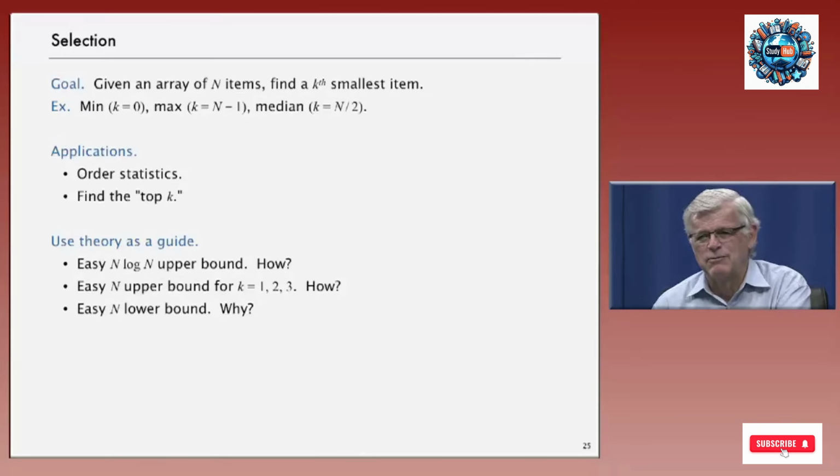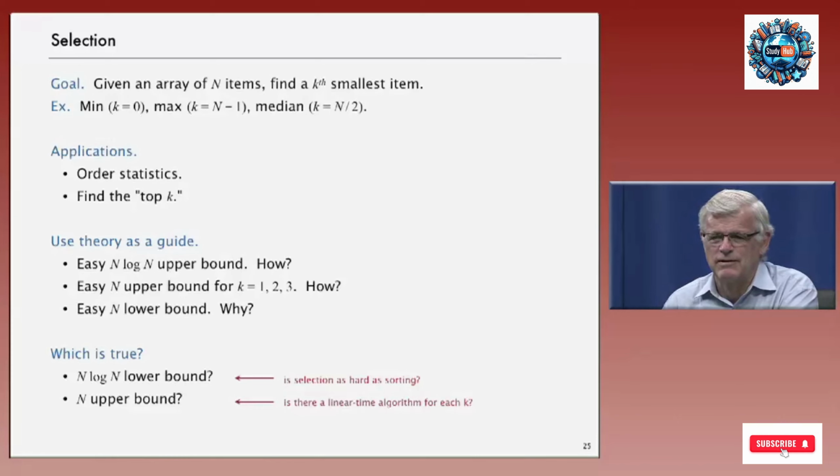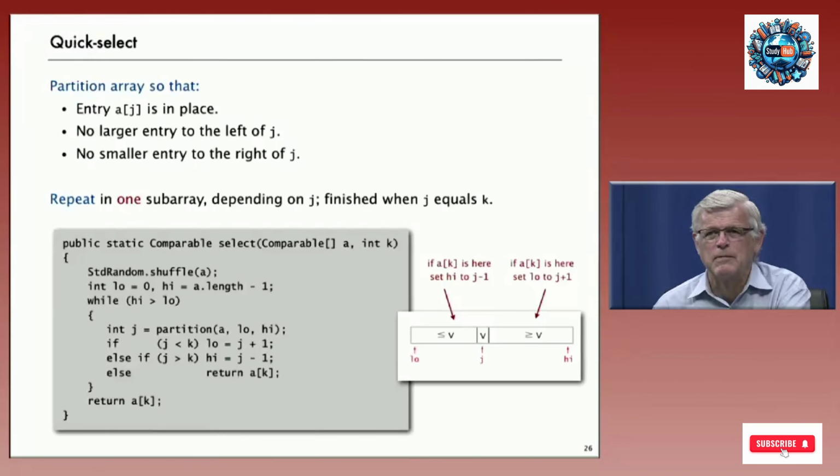So from these observations, it's clear that what we'd like is a selection algorithm that takes linear time. But at this point, the question is: is there a linear time algorithm that works for every k? Or possibly selection is as hard as sorting. This kind of question plagued a lot of people in the late 60s, early 70s as these types of problems emerged for computing applications. So it's an interesting question to think about for sure.